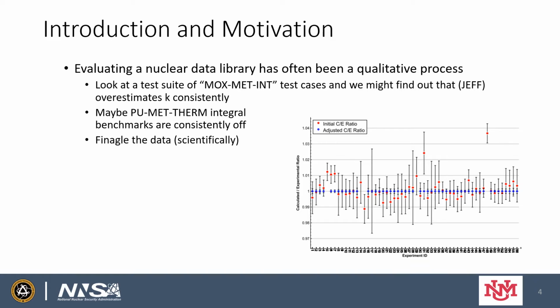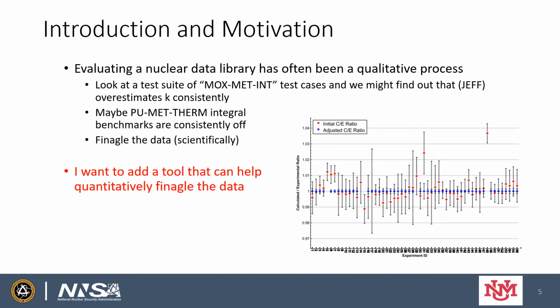But evaluators use tools that compare simulation results against experimental ones, and then they look for patterns. Let's say they run a suite of test cases and all of the thermal metal plutonium simulations consistently overestimate the value for k. This might indicate that the fission cross-section for plutonium might be too high, or alternatively that the absorption cross-section might be too low, or any combination that might result in a higher multiplicity. So the evaluator might finagle some piece of data and find that now the simulations match reality much better.